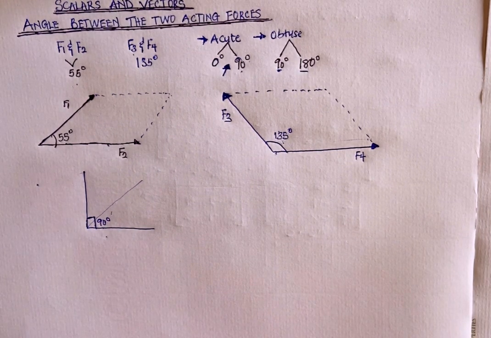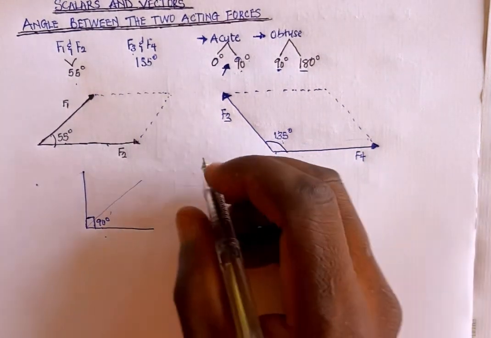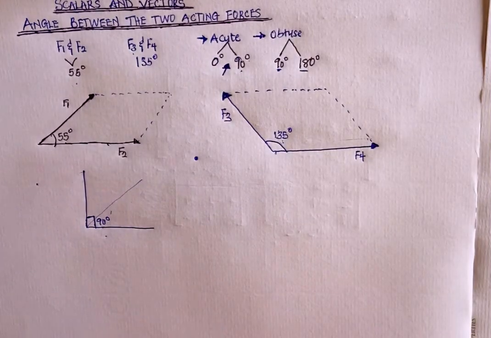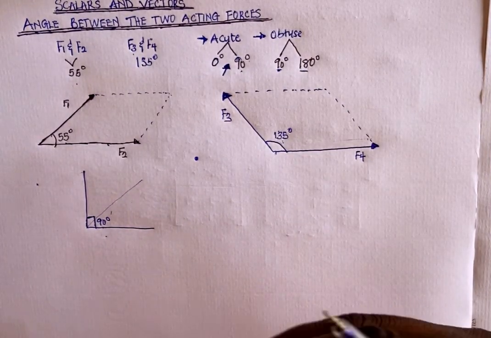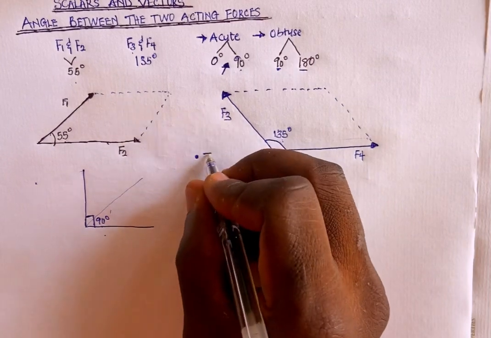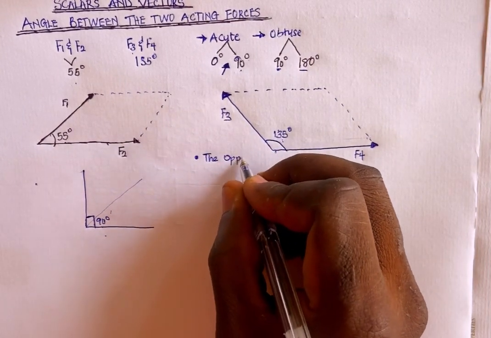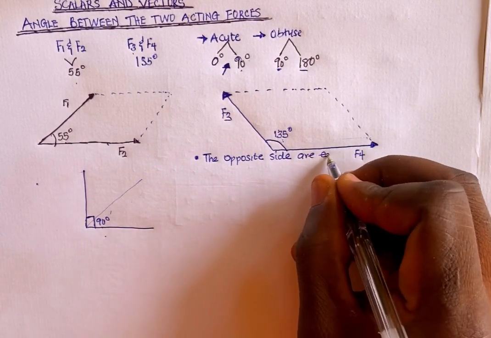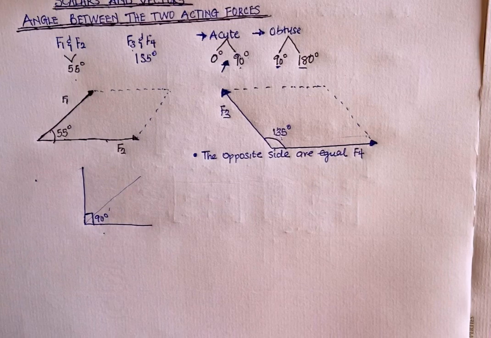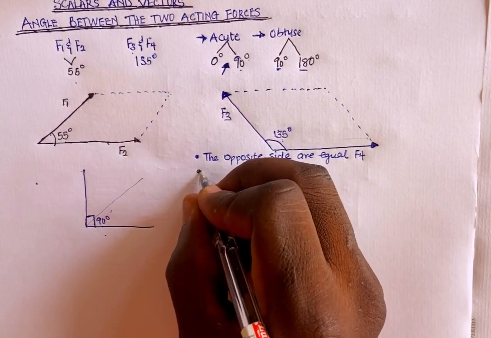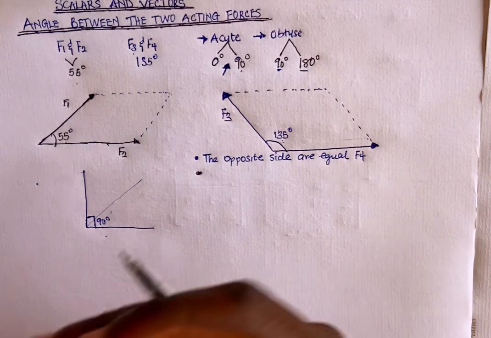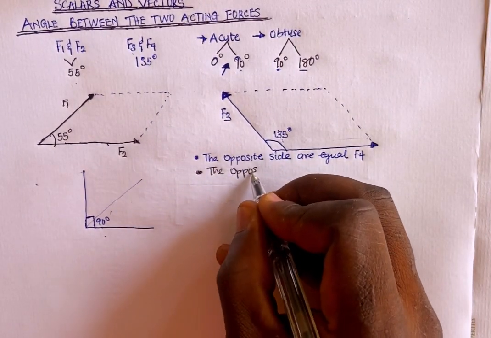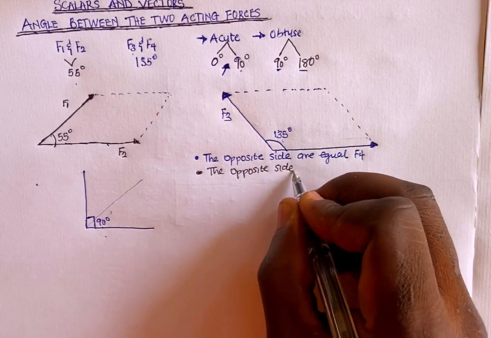We have the three main characteristics of a parallelogram. For a parallelogram, the opposite sides must be equal. That's the first case: the opposite sides are equal. The second case is that the opposite sides must be parallel. Since we are talking about parallelogram, the opposite sides must be parallel.